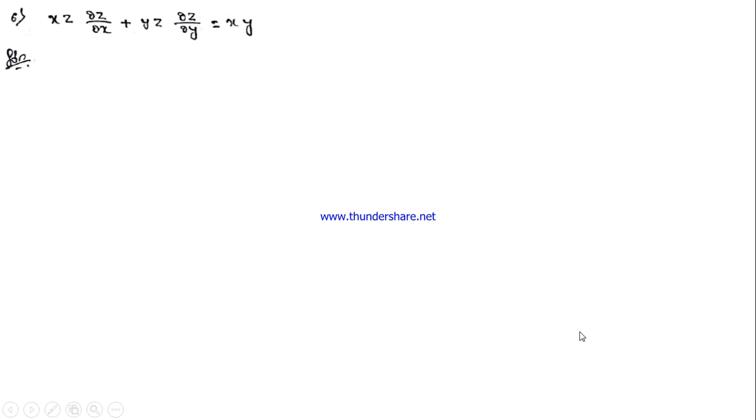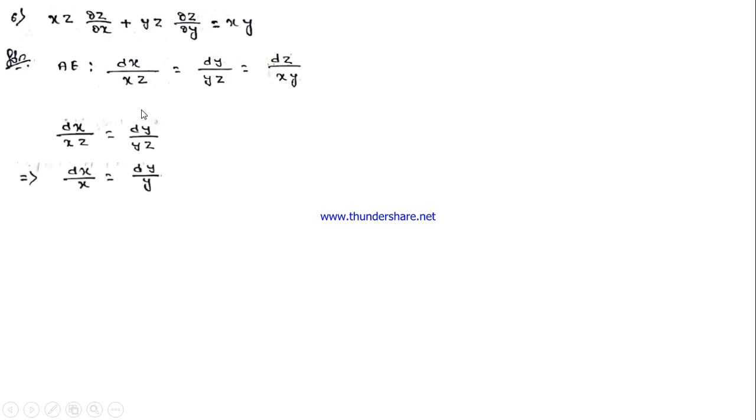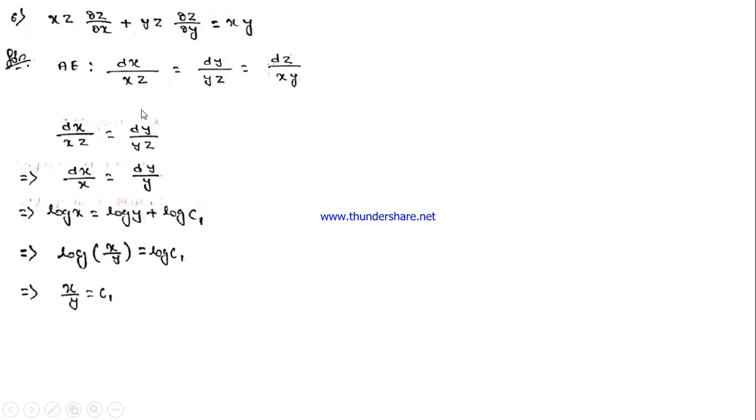Now have a look at this example. This example is in standard form. This is small p and this one is small q. Write the auxiliary equation and observe the first two ratios. They are fine. Here z will get cancelled. Directly we will get the variable separable form. Integrate, simplify. So x by y equal to constant is your first solution.